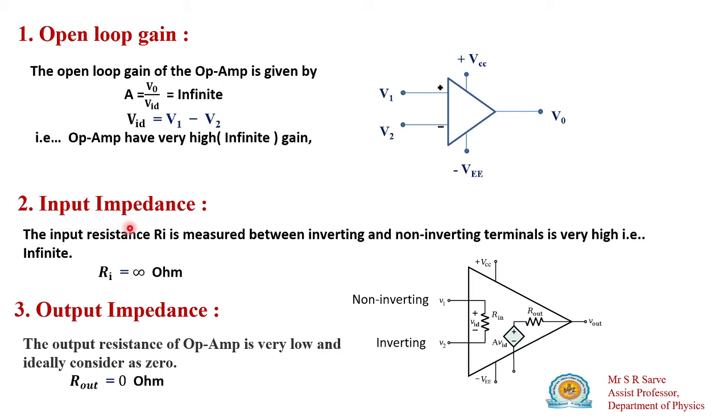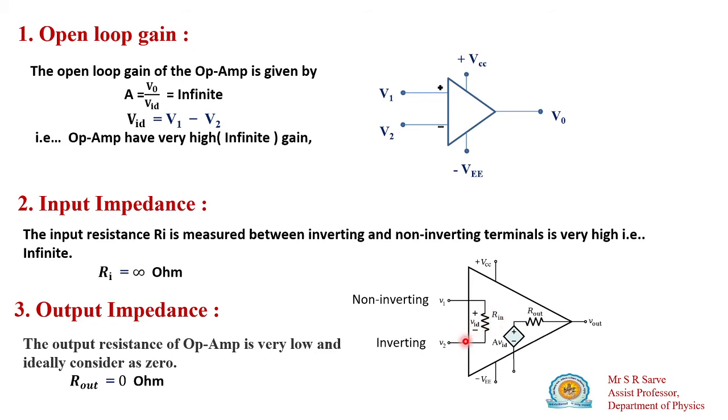Next is the input resistance. So this is the equivalent circuit of the operational amplifier. This is the resistance which is in between the non-inverting terminal and the inverting terminal. That is known as the input resistance of the operational amplifier. This input resistance should be very high.